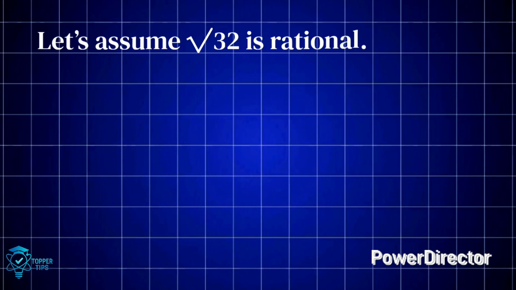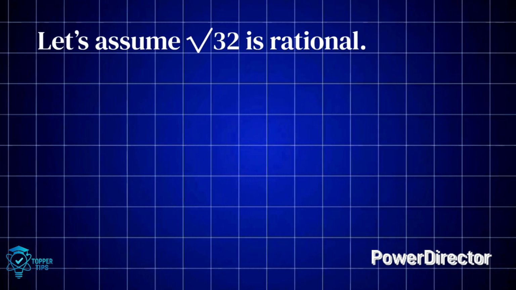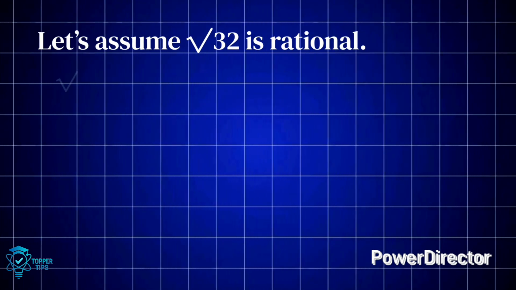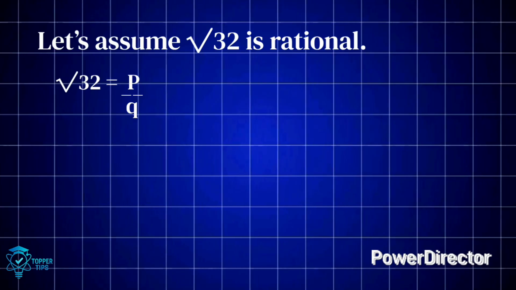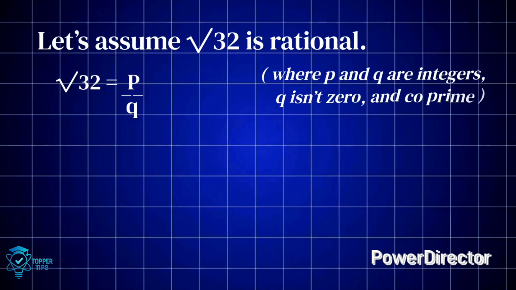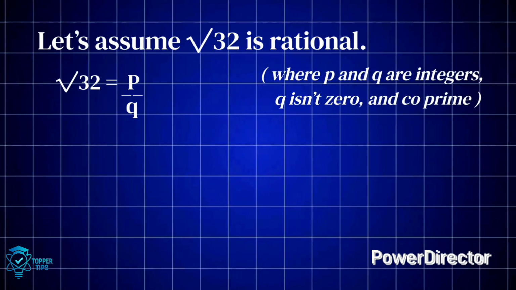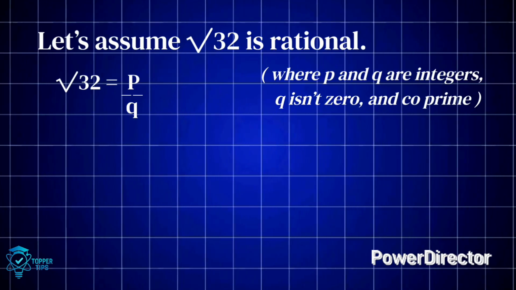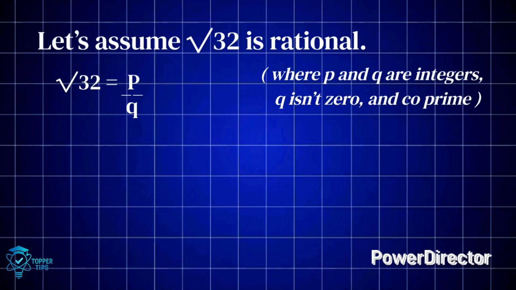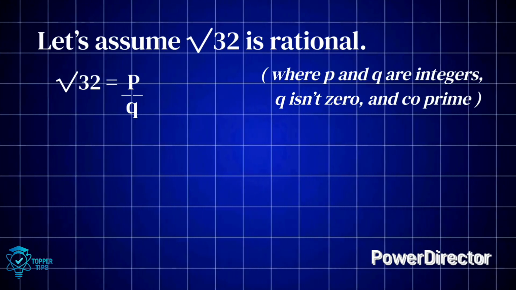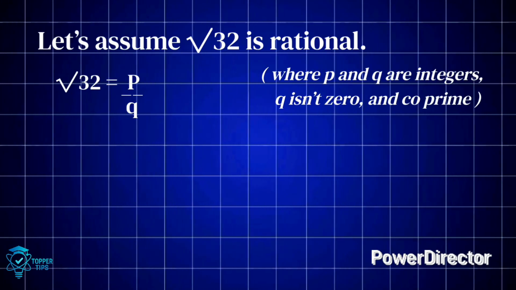Let's assume the square root of 32 is rational. That means we can write it as a fraction. Square root of 32 equals p over q, where p and q are integers, q isn't 0, and remember this, they're coprime, sharing only 1 as a common factor. Got it? Let's see where this takes us.